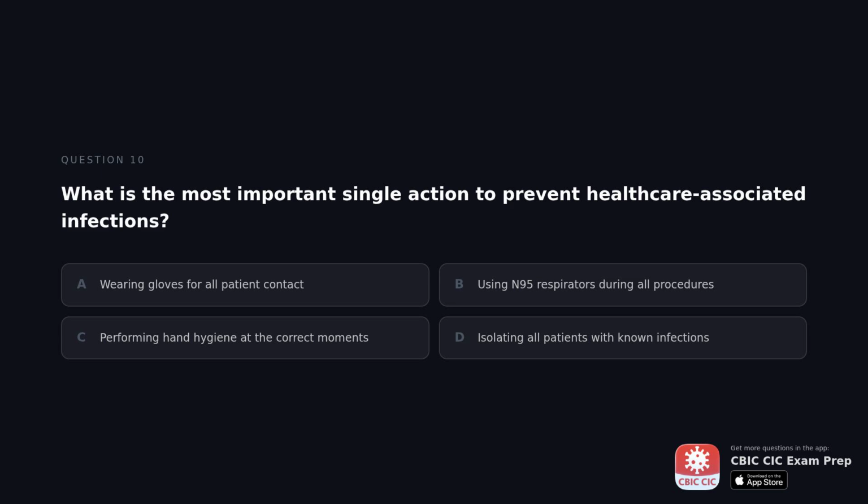What is the most important single action to prevent healthcare-associated infections? A. Wearing gloves for all patient contact. B. Using N95 respirators during all procedures. C. Performing hand hygiene at the correct moments. D. Isolating all patients with known infections.